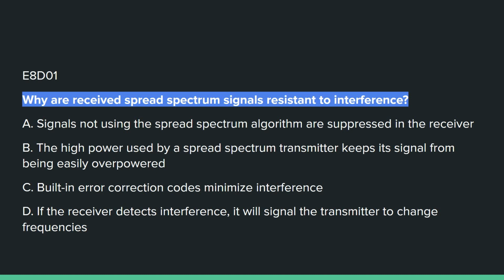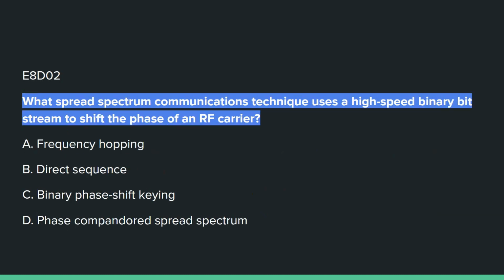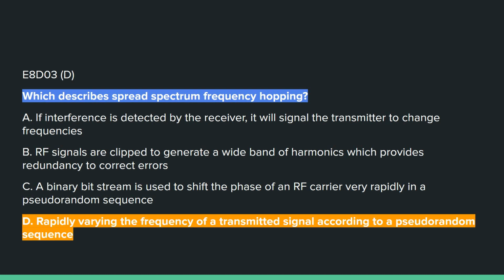E8D01, why are received spread spectrum signals resistant to interference? A, signals not using the spread spectrum algorithm are suppressed in the receiver. E8D02, what spread spectrum communications technique uses a high-speed binary bit stream to shift the phase of an RF carrier? B, direct sequence. E8D03, what describes spread spectrum frequency hopping? D, rapidly varying the frequency of a transmitted signal according to a pseudo-random sequence.